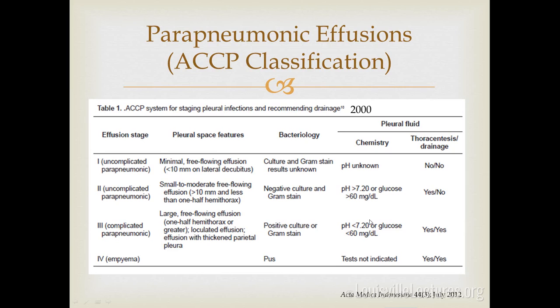The American College of Chest Physicians doesn't really go much into using LDH for classification. The British Thoracic Society, which we'll see later, actually puts LDH into the classification as well. So if you have a very small amount of fluid, less than 10 millimeters on lateral decubitus film, and your cultures are negative or unknown, and pH is unknown, meaning you haven't really done a thoracentesis because it's so small, then it's a simple or uncomplicated parapneumonic effusion. You don't need to do a thoracentesis, you don't need to put in a chest tube or anything.